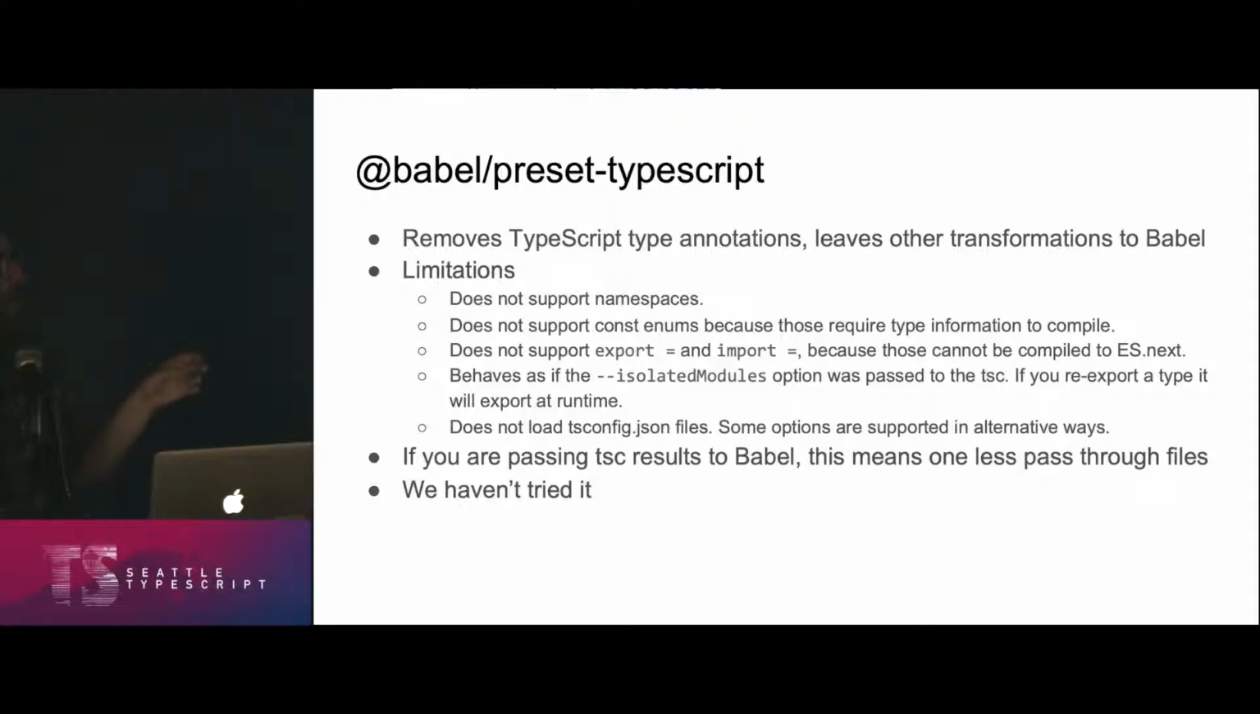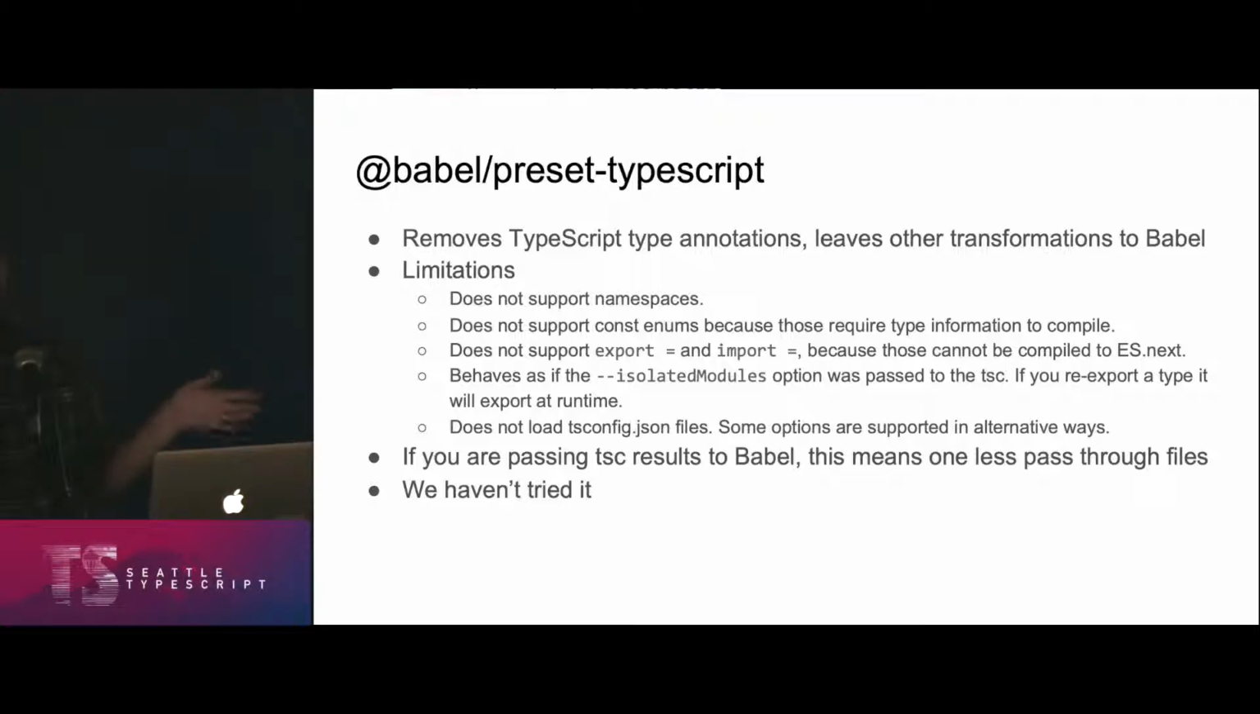And it behaves like the isolated modules option that the TypeScript compiler has. That makes sense because basically it's saying, hey, I don't know anything about your other files and about the types in the other files. I can't make any deductions about that. And that's essentially what isolated modules is. It's just the file on its own, with no information about other stuff. And it doesn't know anything about your TS config, but it does support a number of similar configuration options.